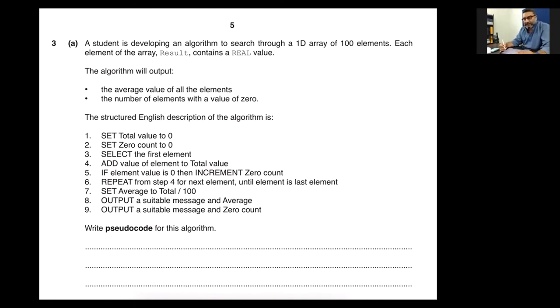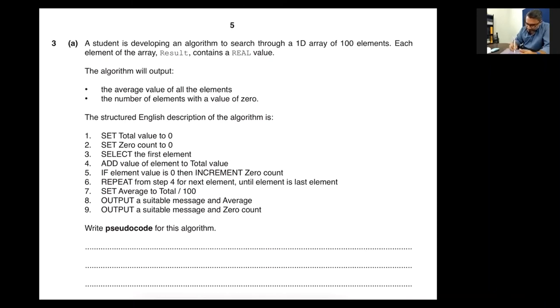Select the first element. So this is like for index is equal to 1 to 100. And then we have to set the total first. Total is equal to total plus the name of the array, result, first index. And then we have to check if the first index is at the value of element to total, and if element value is zero, then increment zero count.